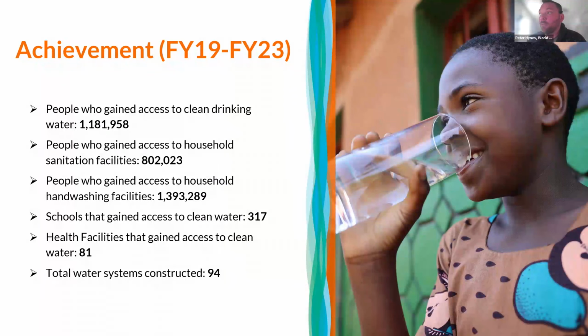And then you'll see the information there about sanitation. Hygiene was a lot higher. Hand washing was a lot higher because you'll notice this overlapped COVID. So there was a big push during the COVID years for more hand washing facilities. So that's why that number is a little bit higher than the others. And then 81 health facilities, 317 schools, and 94 total water systems constructed.